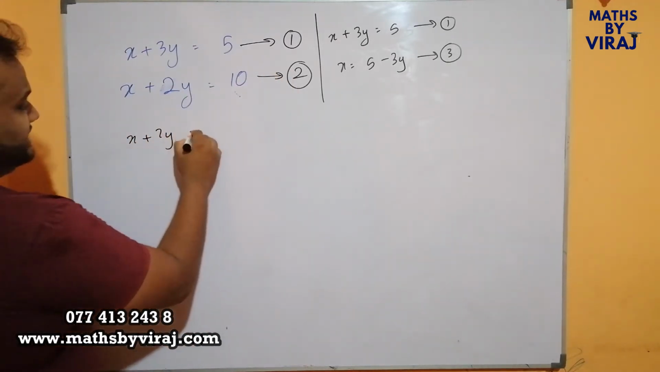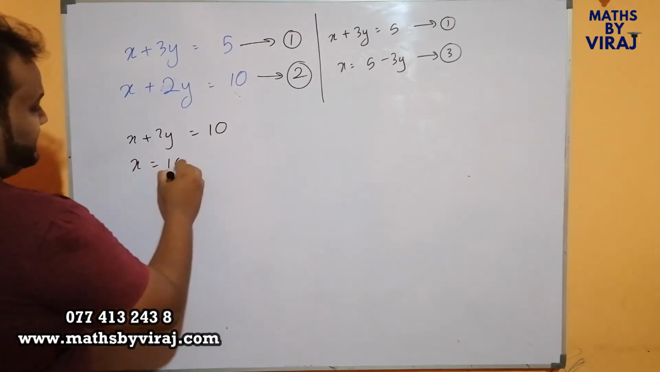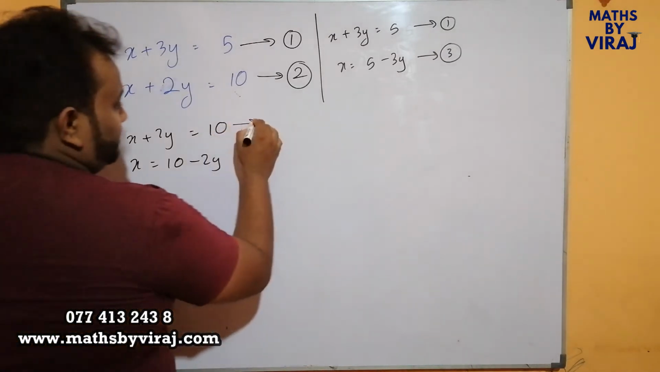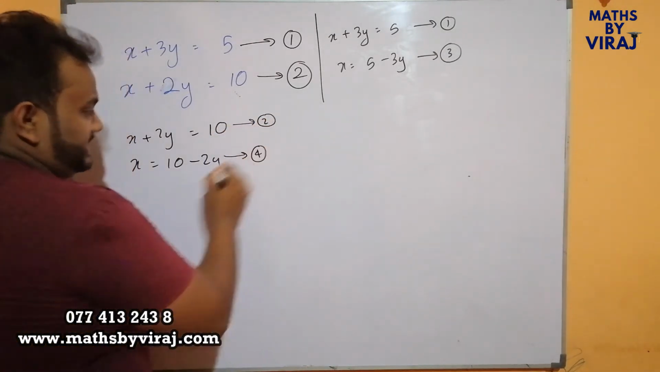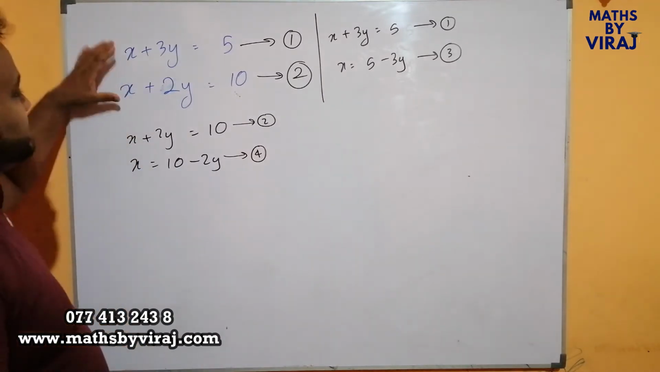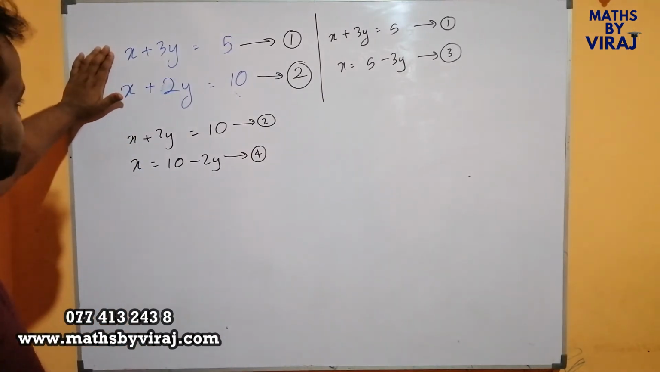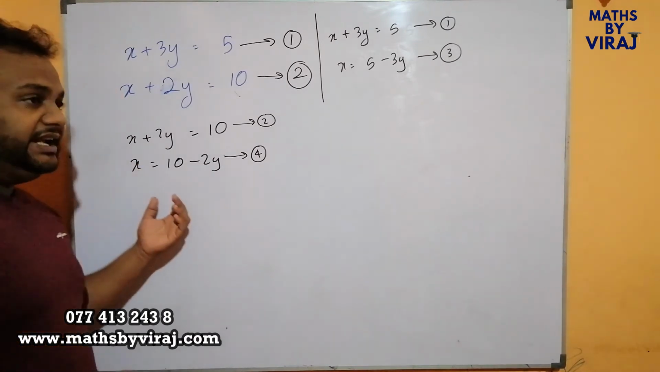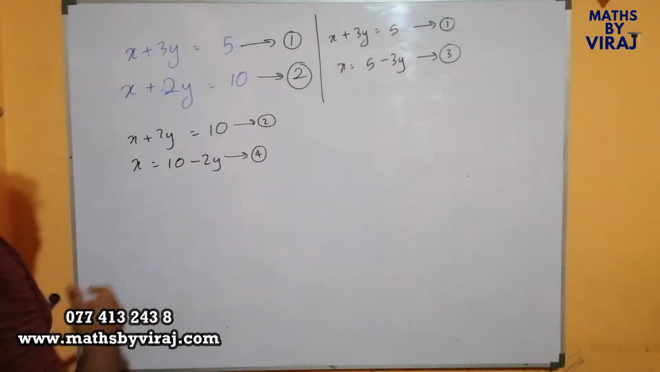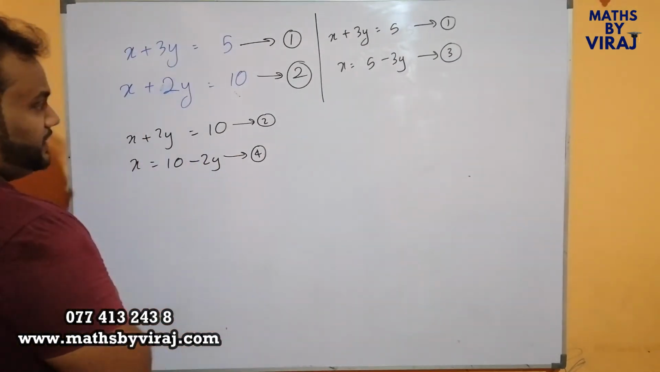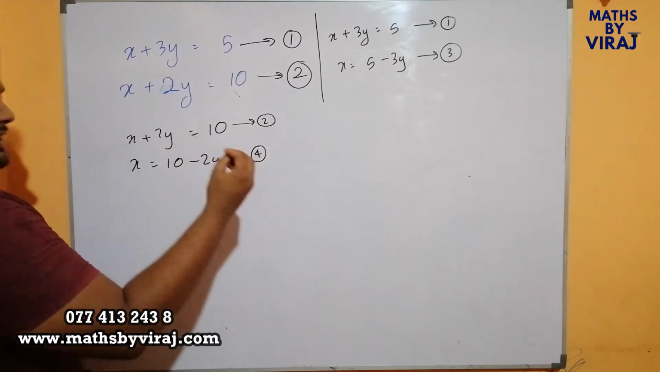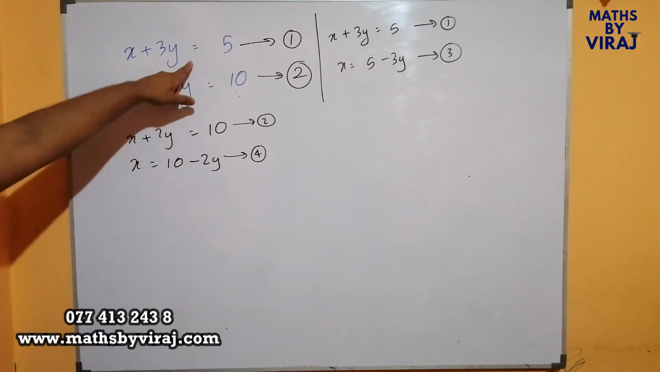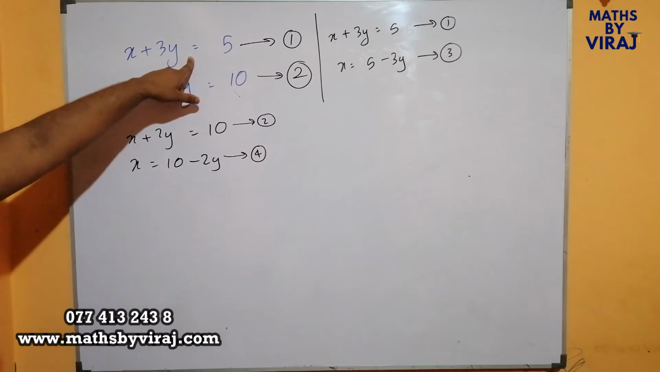x plus 2y is equal to 10. x equals 10 minus 2y. This is my equation number 2 and this is my equation number 4. Yes. According to these simultaneous equations, it's very easy to come up with an expression for x in terms of y. And you will get the same answer. But what if I made y the subject? Now, if you substitute x as 10 minus 2y into equation number 1, you will still get the same answer.